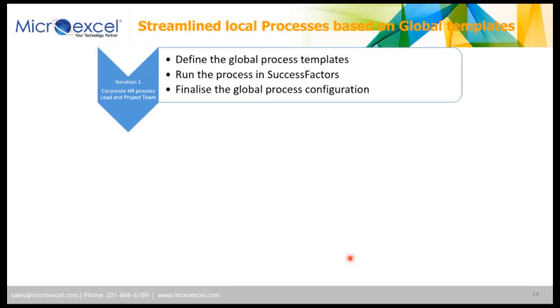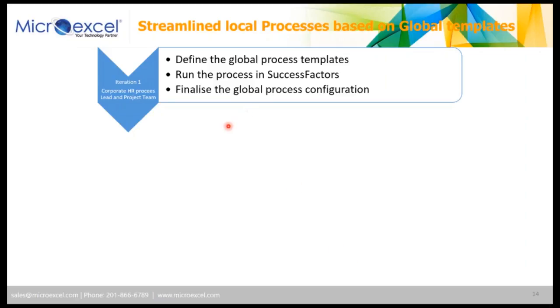The first one is really where we work with the corporate HR, with the process teams, process lead and project team, and that's where we define the global process templates. So let's say a performance management template, or a compensation review template, or whatever process it is to be defined there. We work with the corporate HR and with the project lead, with the project team, to define that template and basically run the process within SuccessFactors.